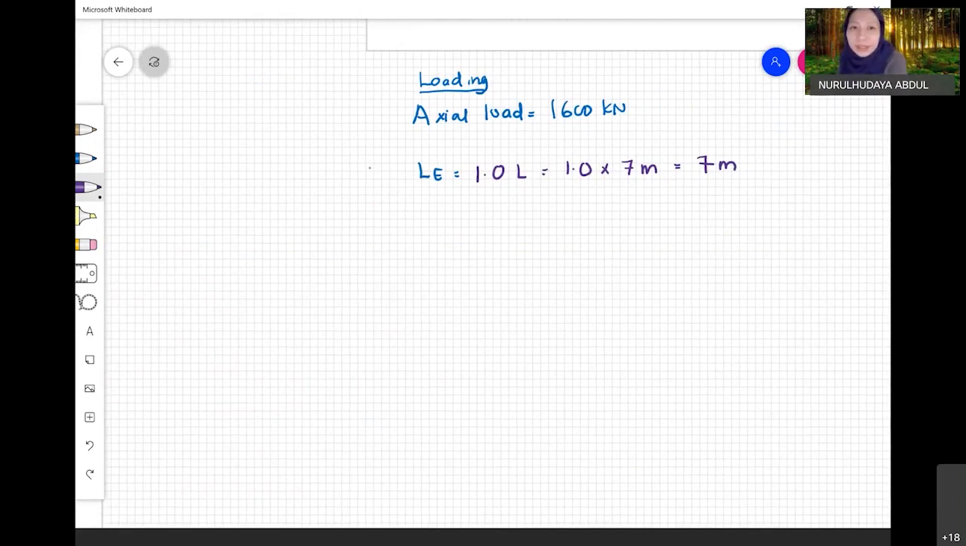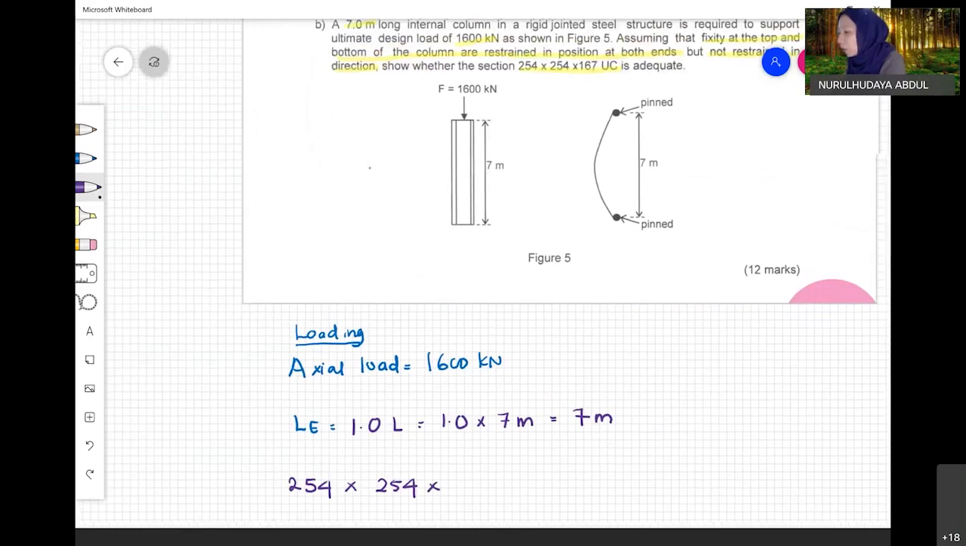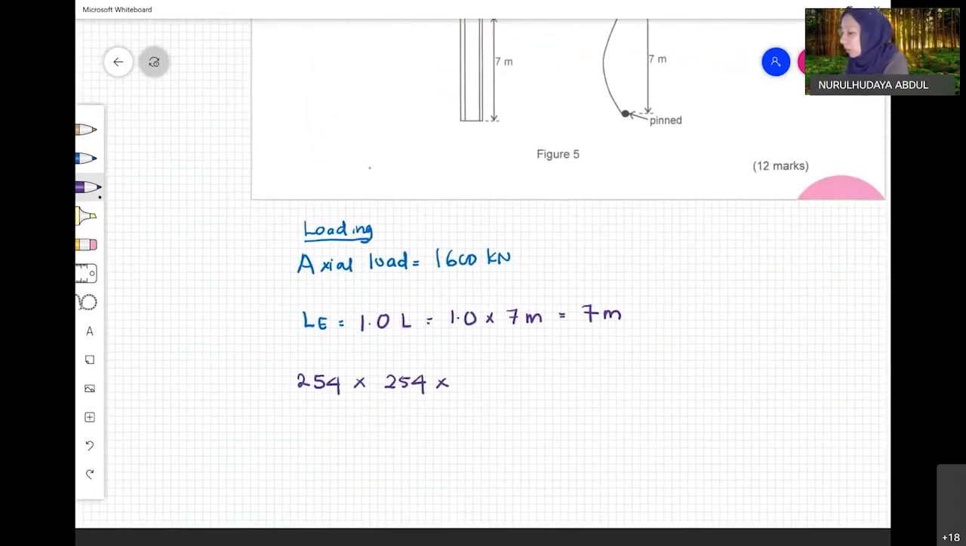Then we need to find Py. It means we don't know the value of Py. We need to know whether Py is 275 or 265. Py is the design strength. So we know that our section is 254 times, I write first, 167 UC. So this is the section that the question asks you to check.